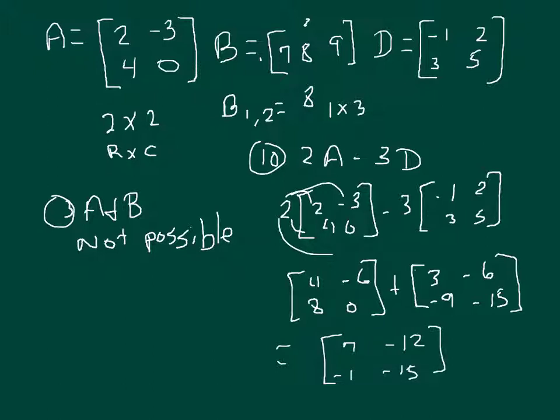So the answer to 2 times A minus 3 times D, the capital letters stand for the matrices when you're showing what you're multiplying by, and your final answer is a 2 by 2 matrix. And the answer is 7, negative 12, negative 1, and negative 15.